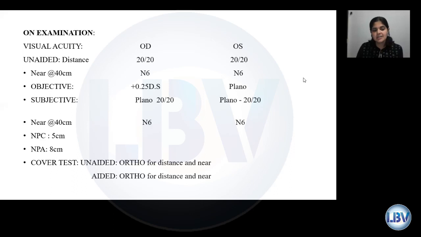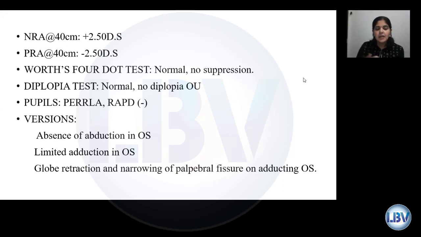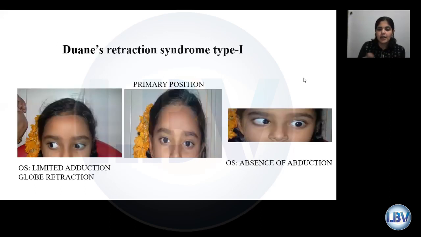On examination, her vision was 6/6 in both eyes. There was no refractive error found. Most of her accommodative and vergence parameters came out to be normal. Cover test was again ortho for distance and near. But when we checked her eye movements, there was an absence of abduction in the left eye, and there was a limited adduction in the left eye. There was globe retraction and narrowing of palpebral fissure seen on adduction.